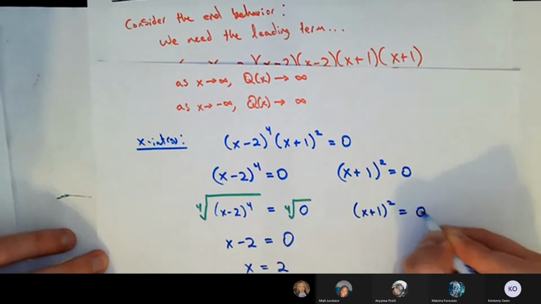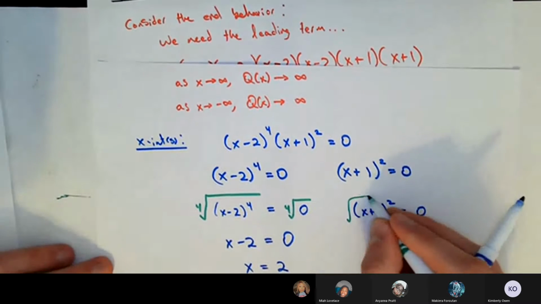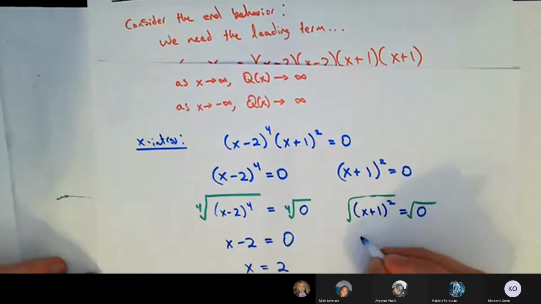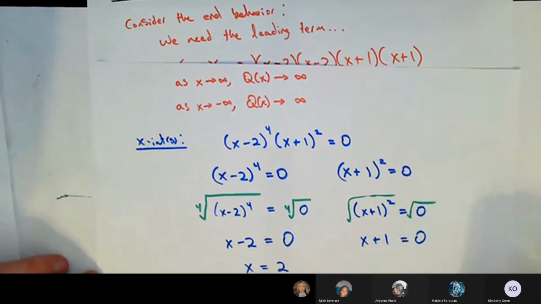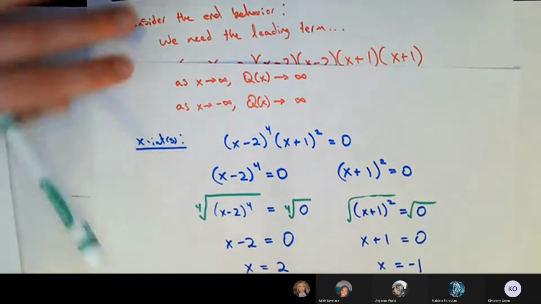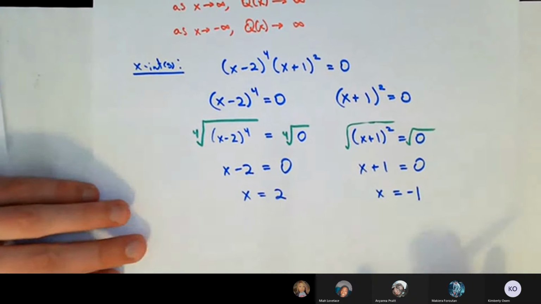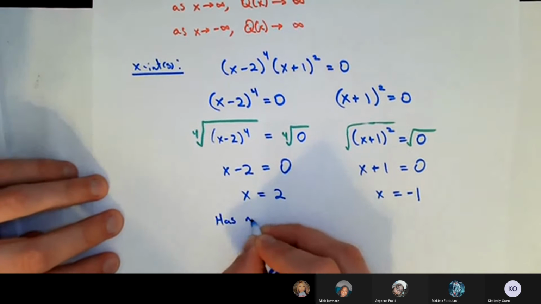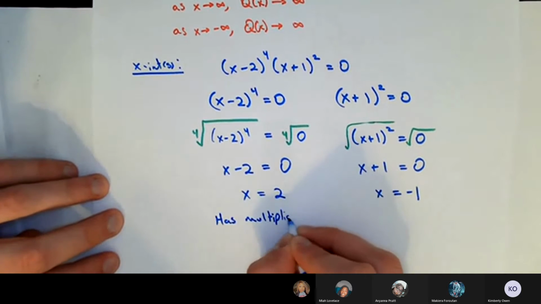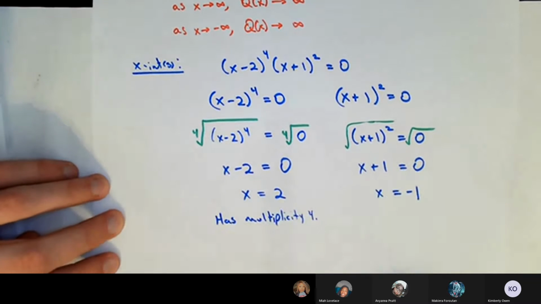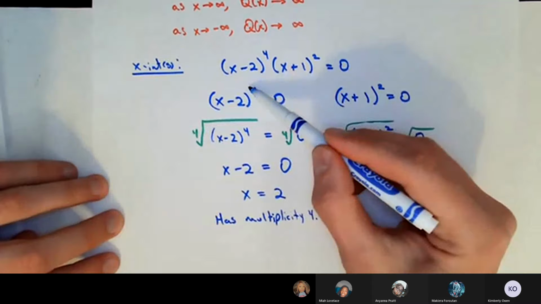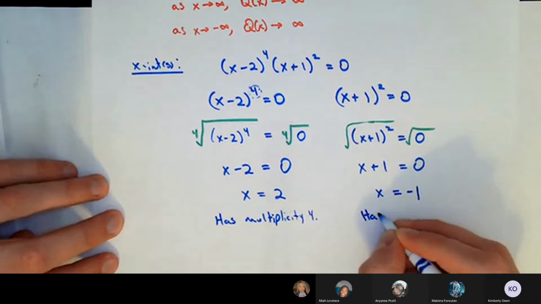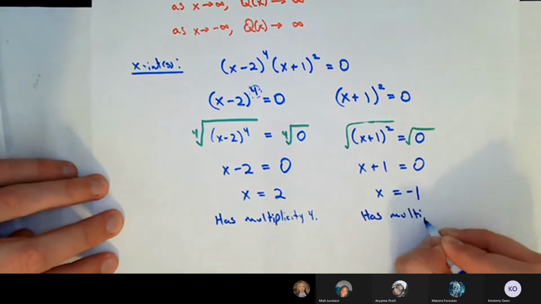A similar thing can happen over here. x plus 1 squared equals 0. I'll take a square root on both sides this time, not a fourth root, but a square root. That's giving me x plus 1 equals 0, and x equals -1. But I should note this multiplicity thing happening here. This has multiplicity 4. This 4 right here is what's telling me that it has multiplicity 4. And similarly, this has multiplicity 2.